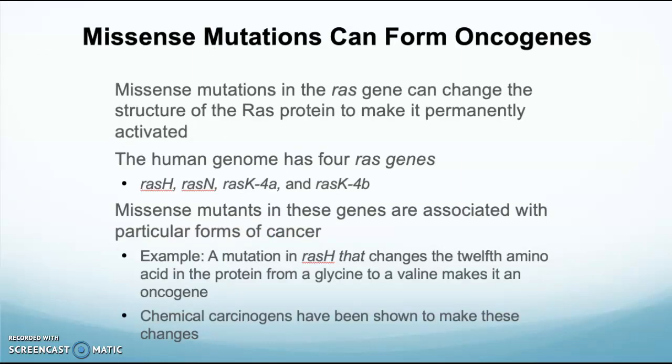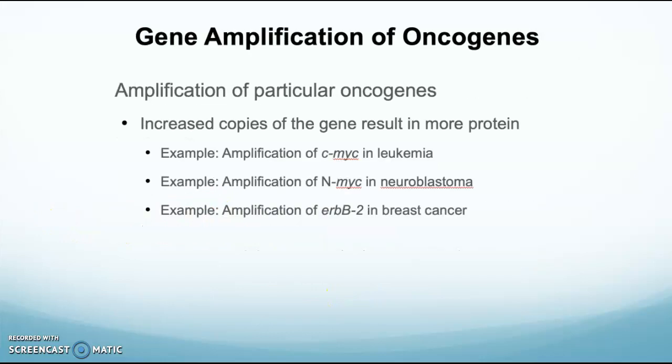The missense mutations that we just saw in the RAS gene can change the structure of the RAS protein and make it permanently activated. In the human genome, there are 4 of these RAS genes, so these enzymes could be affected, and missense mutations in these genes are associated with different types of cancer. For example, a mutation in RAS-H changes an amino acid in the protein from glycine to valine, which makes it an oncogene. Chemical carcinogens have also been shown to make these missense changes in the RAS genes.